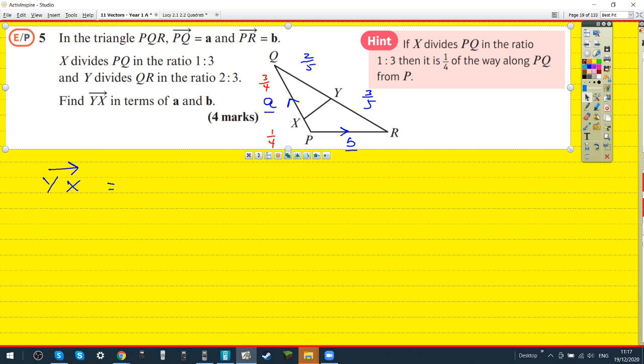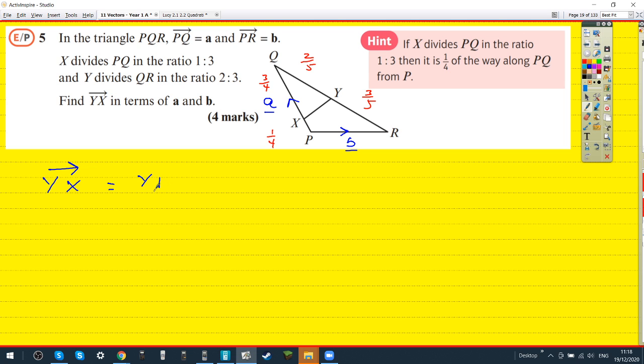Okay. So it wants YX. So could you say it wants it from Y to X? For these types of questions, when it starts getting harder, it does help to work out your journey. So could you go from X to R first? Oh no, Q to Y. Start from Y, stop at X. So Y to R then. But you can't. There's no vector, is there?